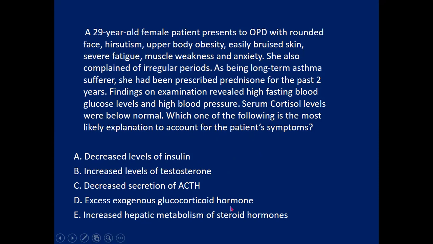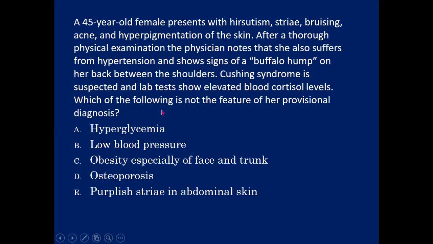Excess exogenous glucocorticoid, that is also because the patient is taking it. Then increased hepatic metabolism of the steroid hormones. Which can be the best answer? Obviously, history leads to the excess exogenous glucocorticoid hormone administration. So history, clinical features, and levels of the cortisol, they point towards the exogenous glucocorticoid hormone administration.